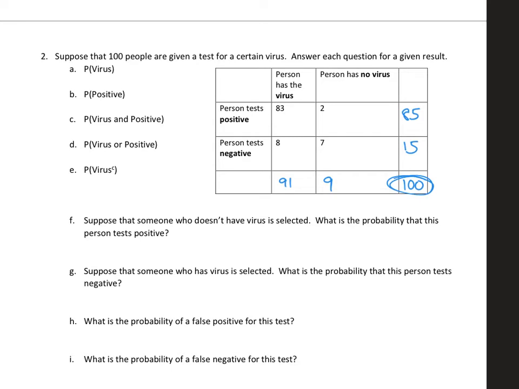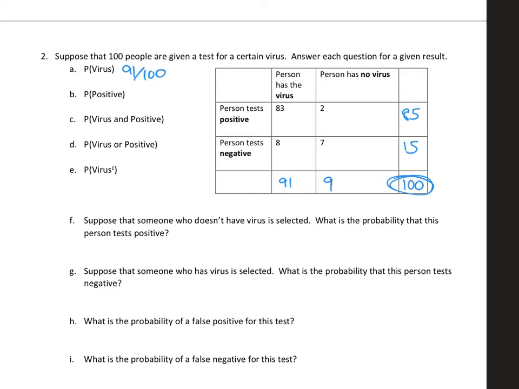So let's look at the first question. Part A, probability that somebody has the virus. Okay, I'm looking at the virus. There are 91 people total who have the virus out of 100. So my answer will be 91 out of 100. Again, this is probability. My sample space is 100. I'm looking at people with the virus. They're 91.